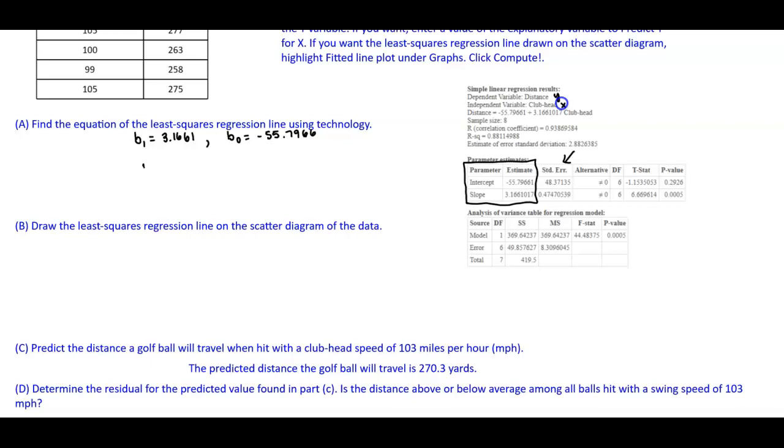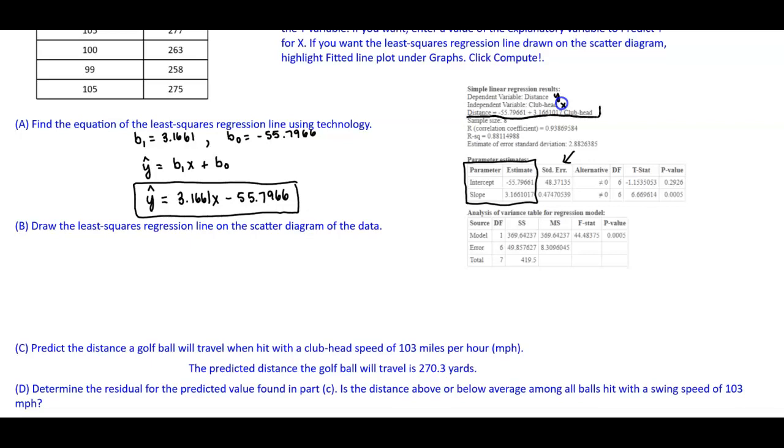And recall that the regression line is equal to the slope times x plus the y-intercept. So therefore, our line is going to be y hat equal to 3.1661x minus 55.7966. So there is our regression line, and you can see that it's the same thing up here. The line is listed right here.